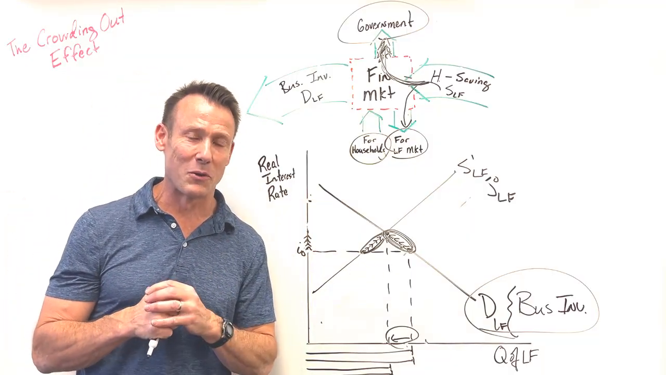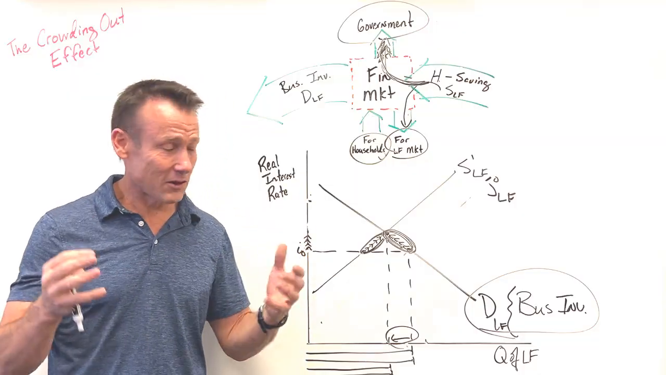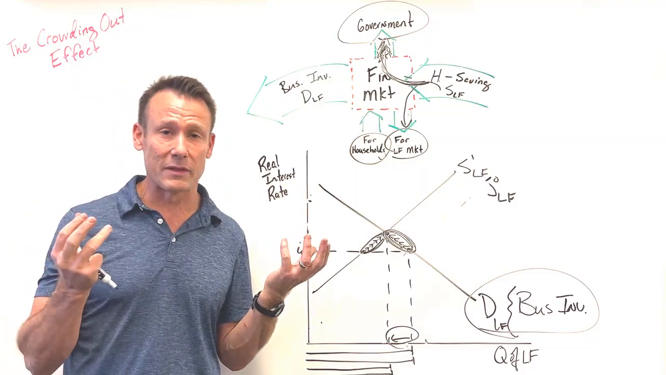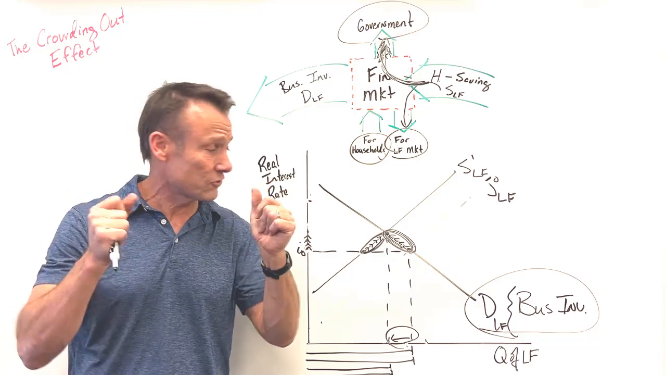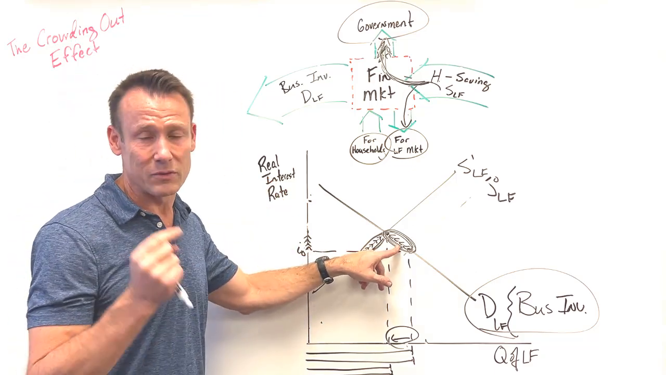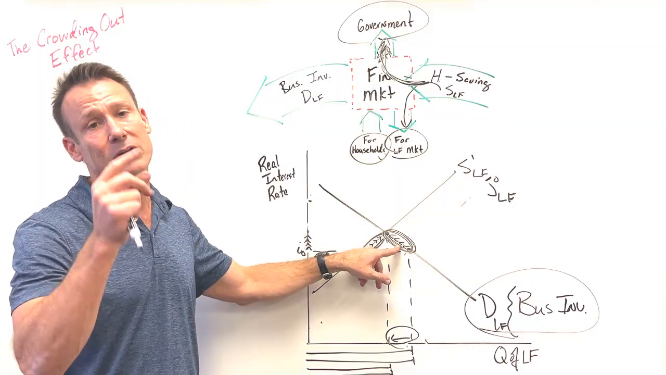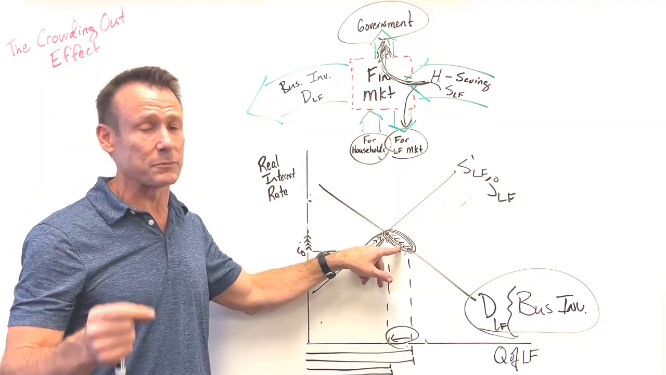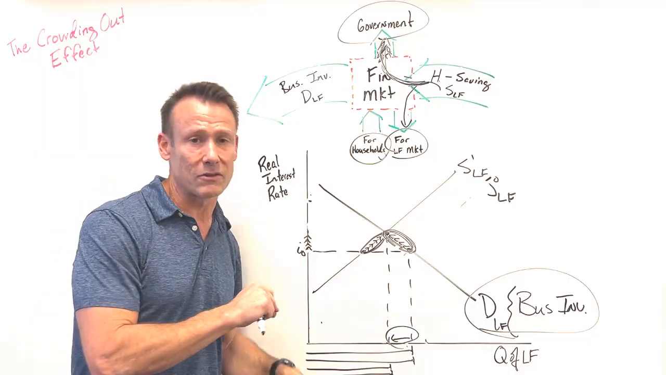It's pretty doggone straightforward. Bigger deficit is going to cause the interest rate to go up, regardless of the way that you do it. The interest rate's going to go up, and when that interest rate goes up, regardless of the way you do it, business investment's going to go down. Bigger deficits lead to higher interest rates, lead to less business investment. That's a big one, and that is the crowding out effect.